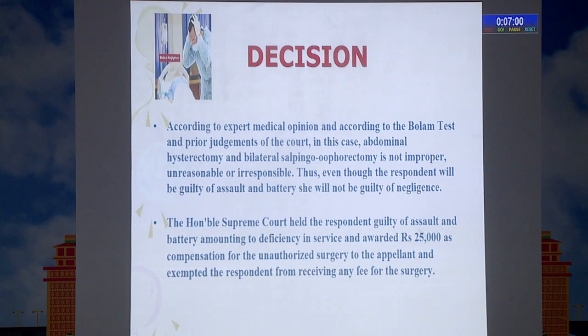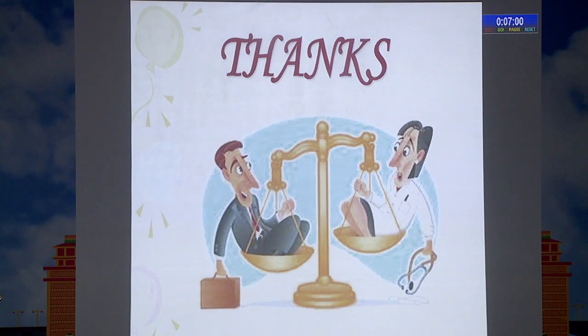See, this is different. But what the second para says, the Honorable Supreme Court held the respondent guilty of assault and battery amounting to deficiency in service and awarded rupees 25,000 as compensation. That was in the year 1996. 25,000 as compensation for the unauthorized surgery to the appellant, and exempted the respondent from receiving any fee for the surgery. So, what is the take-home message? Whatever is the consent given, do that procedure unless it is life-saving. Don't try to do any additional surgery, any additional treatment on that patient, even if you feel it is all right.